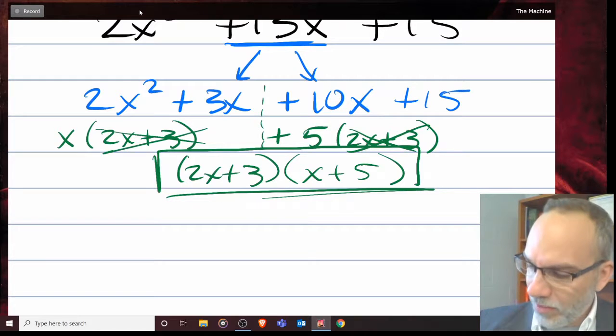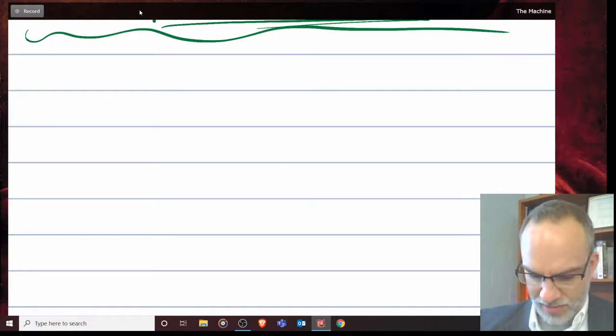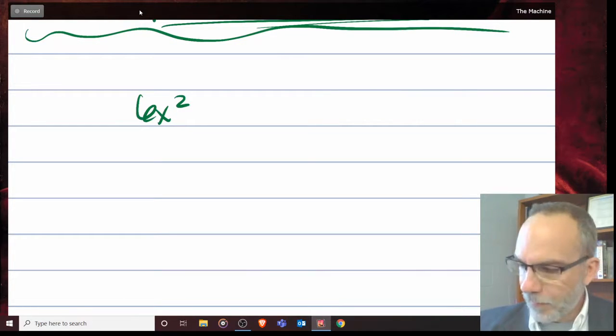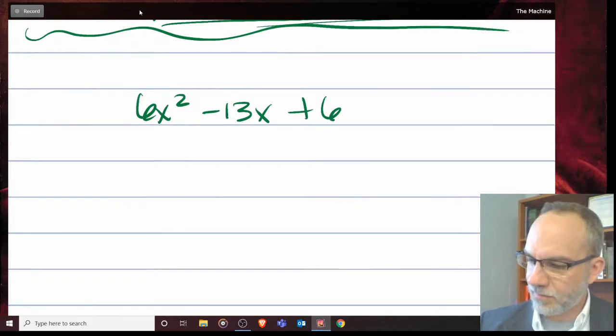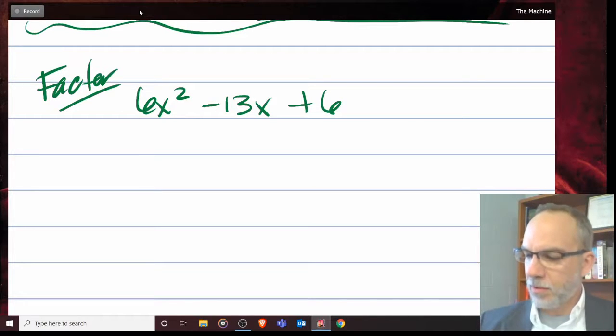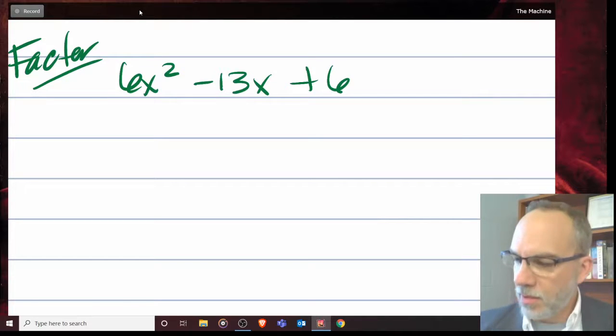All right, now let's try one that might be a little more difficult. How about 6x squared minus 13x plus 6? Okay, try to factor that. Do I have a greatest common factor? No. So take the a times the c. What is 6 times 6?